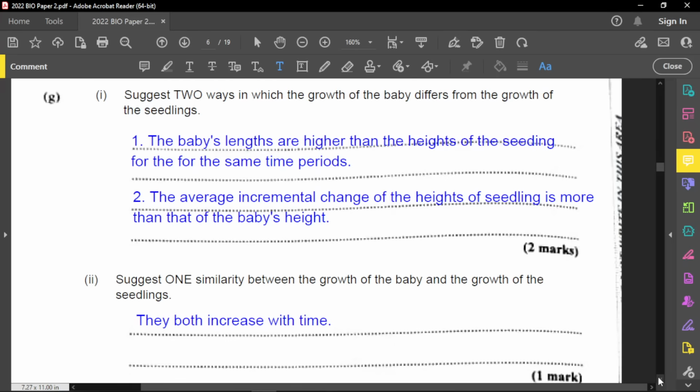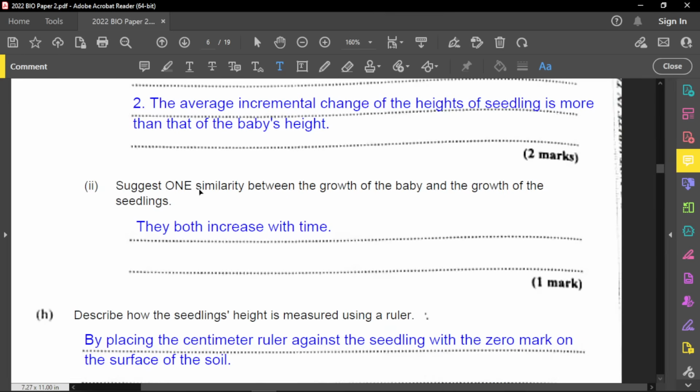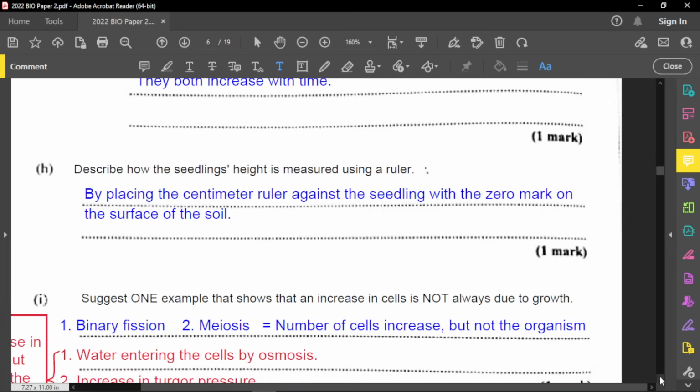All right, so part 2 now suggests one similarity between the growth of the baby and the growth of the seedling. And of course, they both increase with time. So that's a similarity in terms of what is happening. They both increase with time. All right, for part H, it's describe how the seedling's height is measured using a ruler. You measure the height by simply placing a centimeter ruler against the seedling with the 0 mark on the surface of the soil, because you're measuring from the top of the soil all the way to the top of the seedling. All right, that's a 1 mark question.